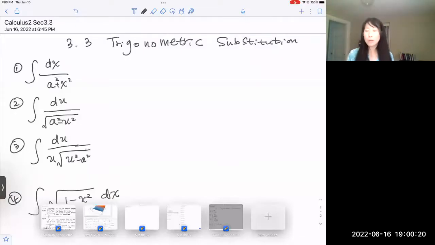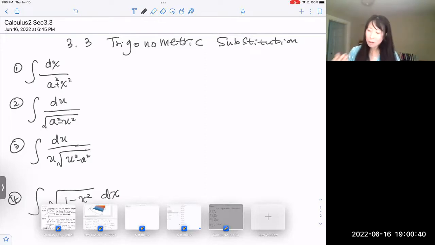Okay, so today we're going to learn section 3.3, trigonometric substitution. So we know what substitution is, right? And we know what trigonometry is, right? So with trig, we substitute, right?